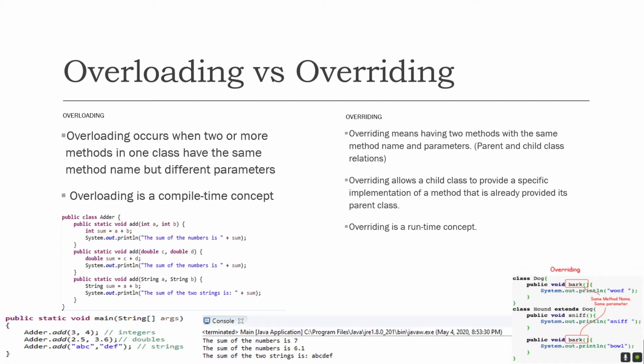Public static void add string A, string B. This is just adding two strings together and combining them, or just pushing them together. So we have string A and string B.